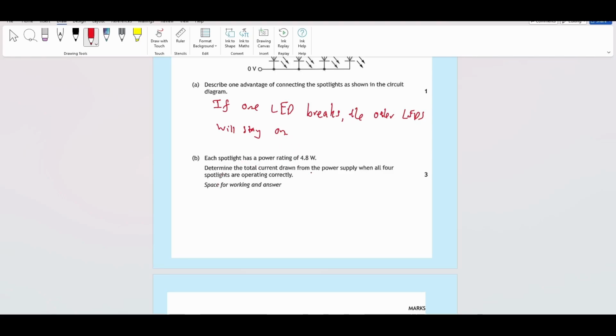Determine the total current drawn from the power supply when all 4 spotlights are operating correctly. So we can do P equals IV, and then do I equals P over V for the current. So I is equal to, now we substitute the values in. Now the power rating for one spotlight is 4.8, and we have four spotlights, so we do times by 4, all over 12, because in the circuit above the voltage is 12, and this gives us a current of 1.6 amps.